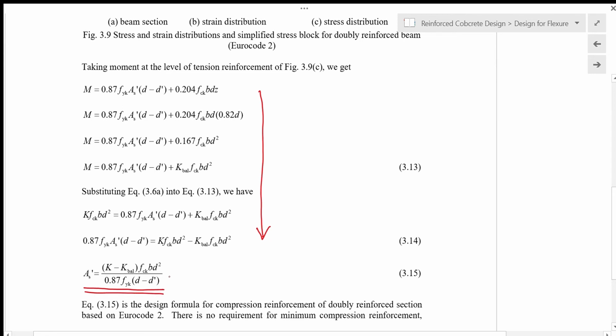This is the design equation when we assume that the stress in the compression reinforcement is yielding. I mentioned that we assume the compression steel is yielding because sometimes it is not yielding, so we'll look at that in the next section. Equation 3.15 is the design formula for compression reinforcement of a doubly reinforced section based on Eurocode 2. There is no requirement for minimum compression reinforcement.